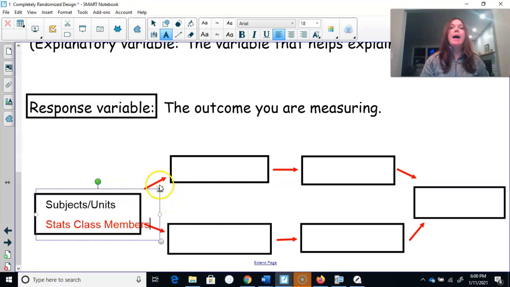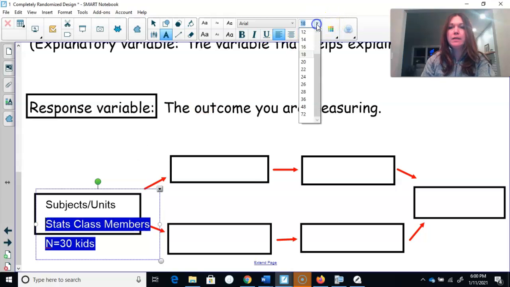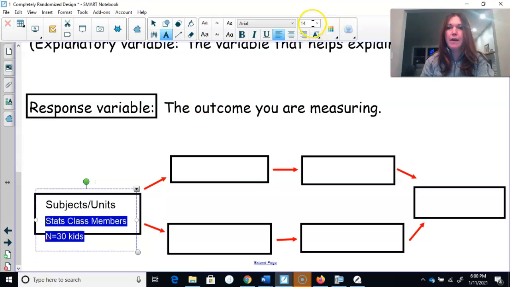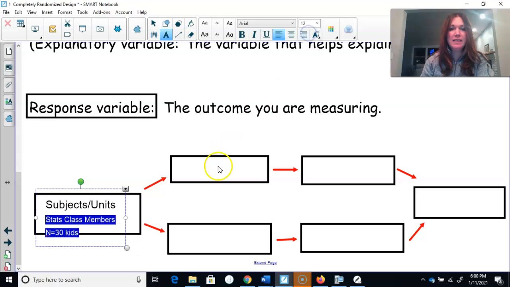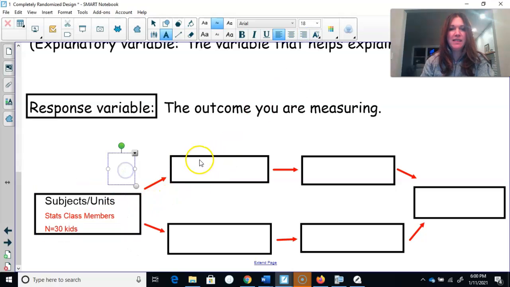Now, what's going to happen? They need to randomly get to certain groups. Okay, so let's pretend that we have 30 kids in our class, right? 30 kids here. I'm going to make this look a little nicer. I want it to fit all in that one box there. Let's see if I can get it. Should we call that close enough? There we go. Okay, we have 30 kids.